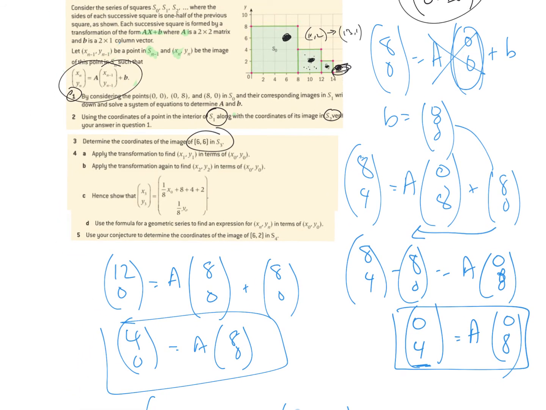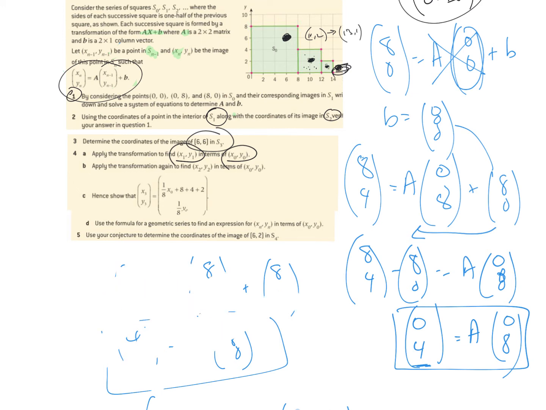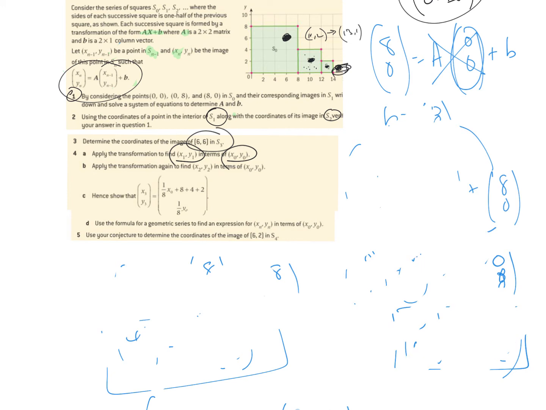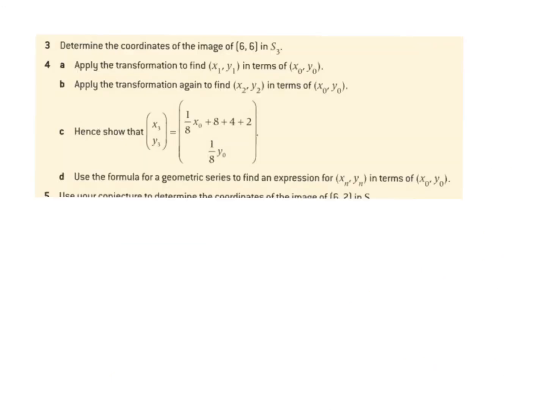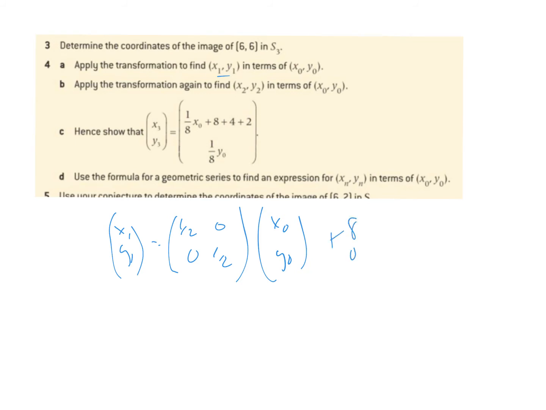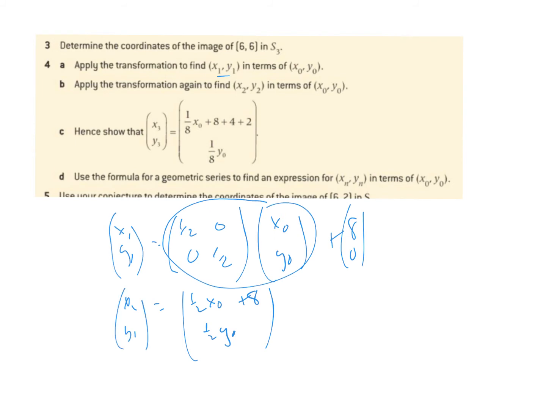Okay, so continuing on now, it says apply the transformation to find x1, y1 in terms of x0, y0. Let me clean this up a little bit. Now we're going to actually start to generalize this scenario. So I know that x1, y1 is going to equal A times x0, y0 plus 8, 0. When I multiply these two matrices here, I get 1 half x0 plus 8, and then 1 half y0. And so this is going to be x1, y1.